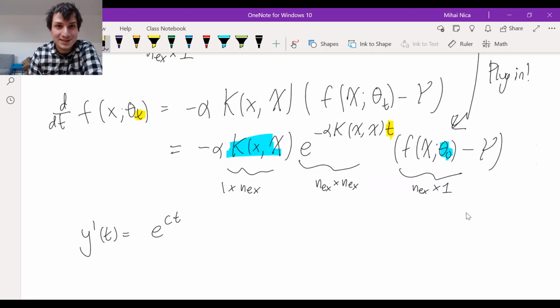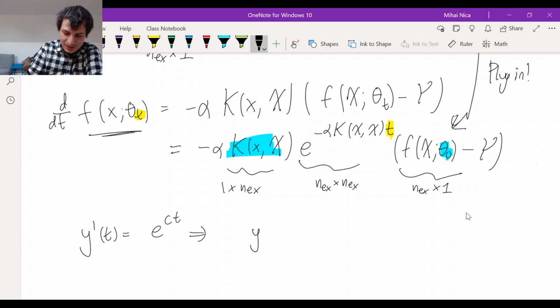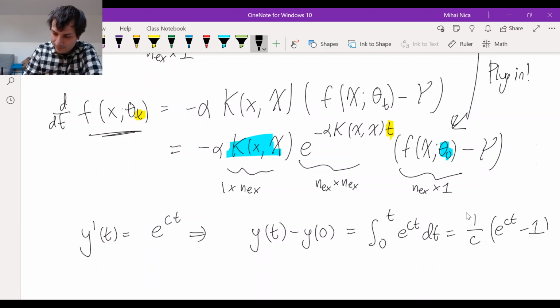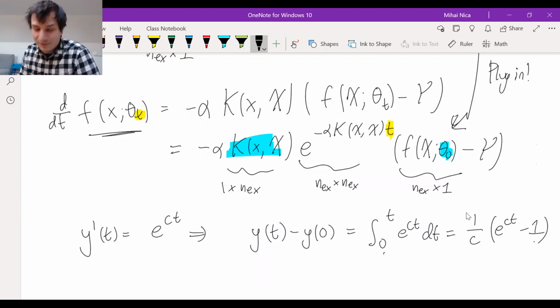Okay, it's just like e to the ct. There's no y. So this is the point I want to make, that this differential equation, the time derivative, is just an exponential. And the solution to this equation is y of t minus y of 0 is the integral from 0 to t of e to the ct dt. And what is that? That's 1 over c times e to the ct minus 1. Okay, so when you integrate starting at 0, you have to subtract 1. That's what it's going to be.